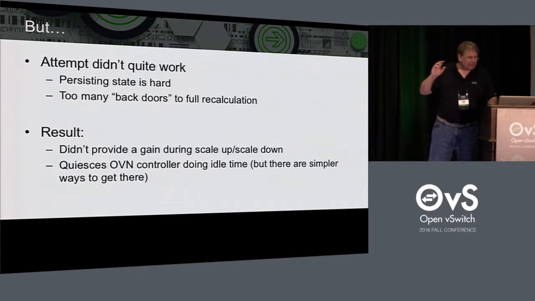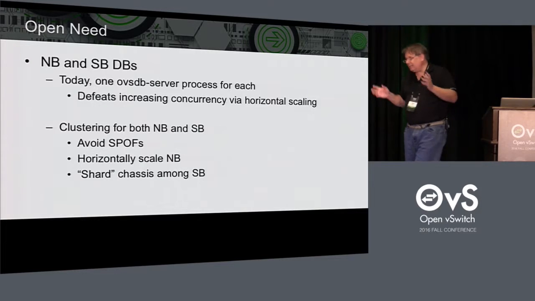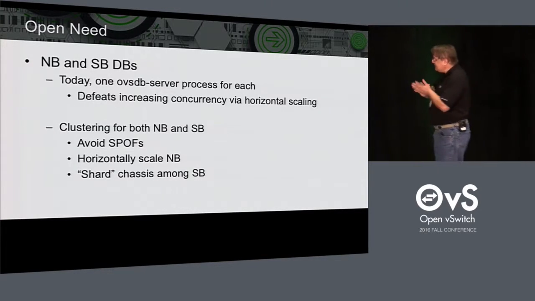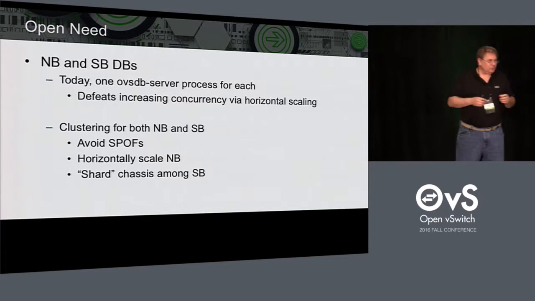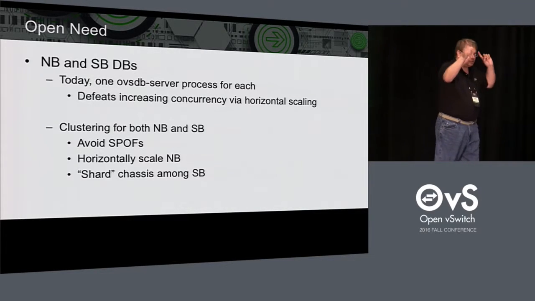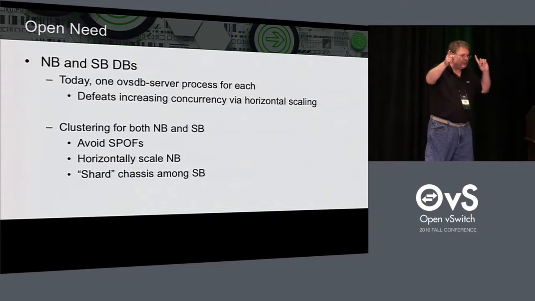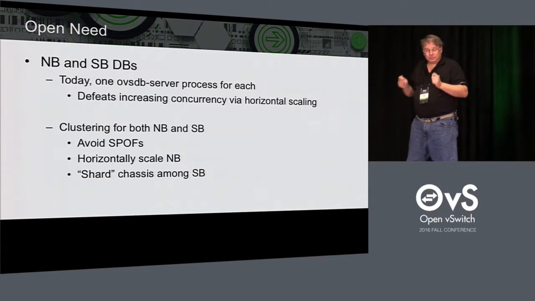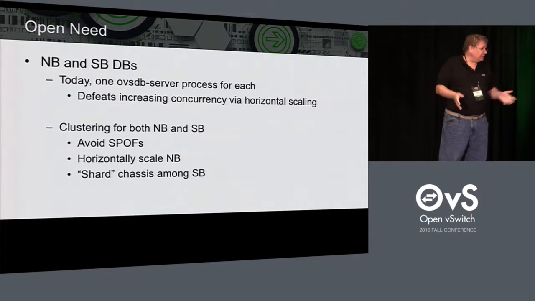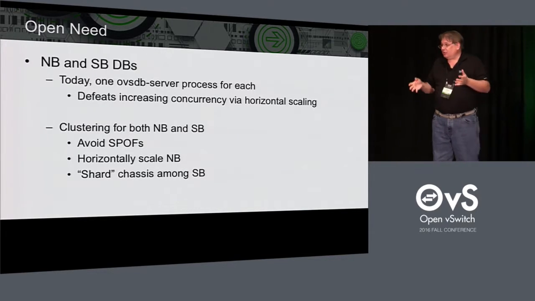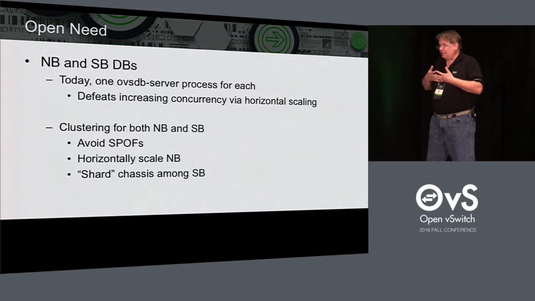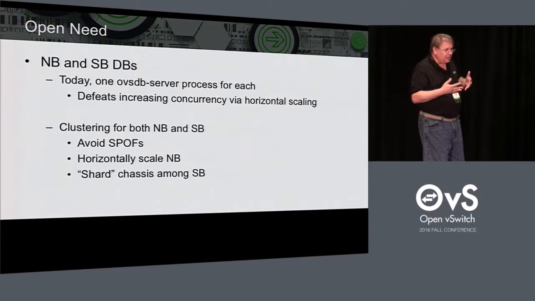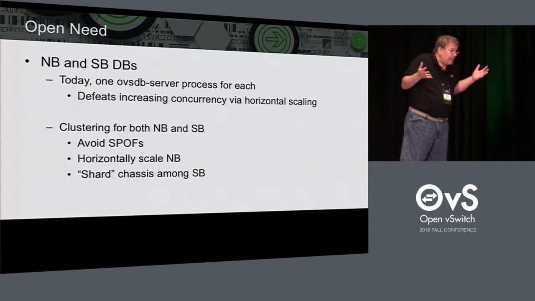Last but not least, I know that folks were talking about the database, so let's just talk about the database real quick. Today, the best you can do with OVSDB is split the northbound database server from the southbound database server. That helps somewhat, but there's no horizontal scaling. So on the northbound side, if I've got Neutron talking to OVN, I get what I get.